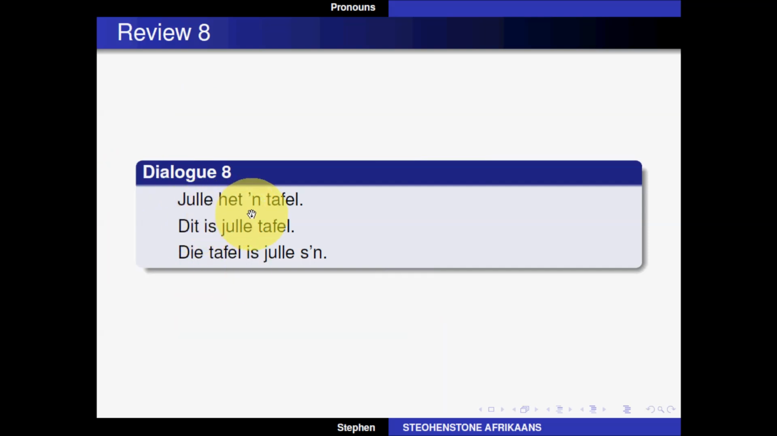Julle het 'n tafel. Dit is julle tafel. Die tafel is julle sin.